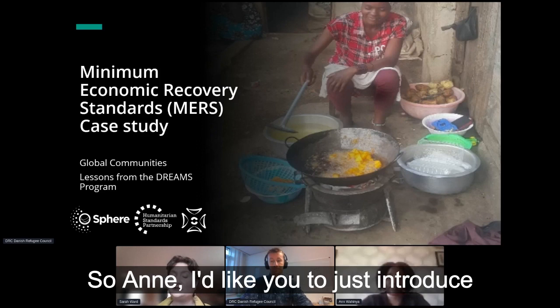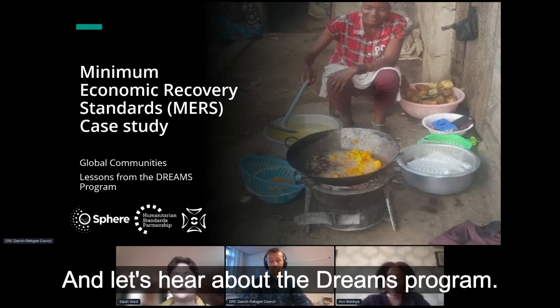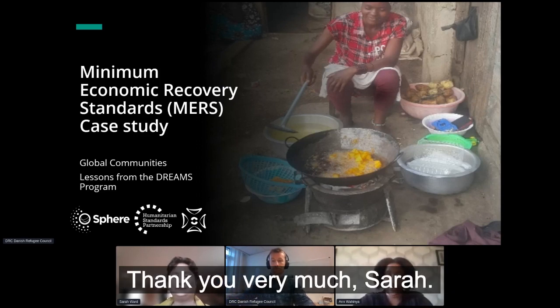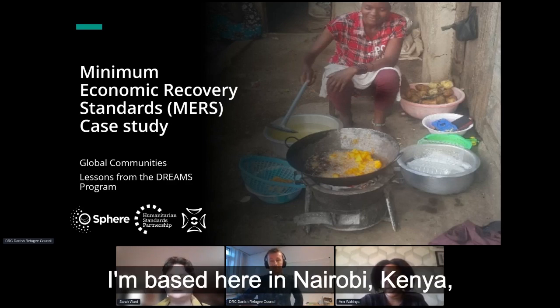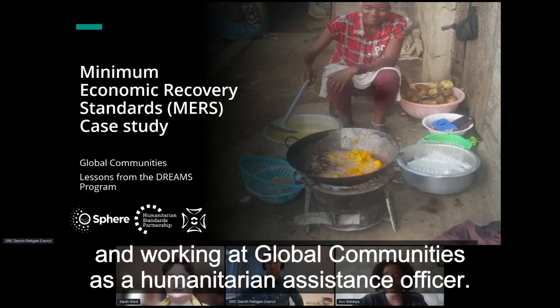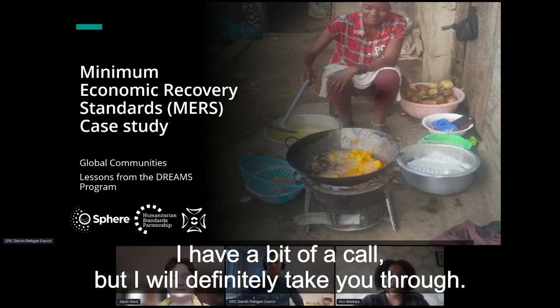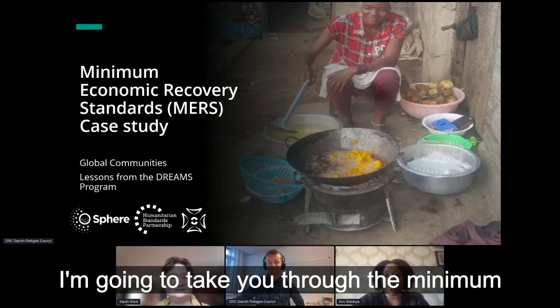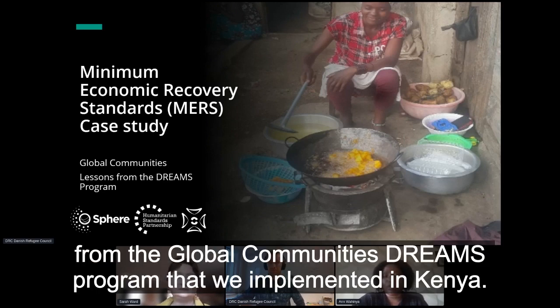So Anne, I'd like you to just introduce yourself to our group here and let everybody know who you are, and let's hear about the Dreams program. Thank you very much, Sarah. So hello, everyone. I'm Anne Wahenya. I'm based here in Nairobi, Kenya, and working at Global Communities as a humanitarian assistance officer, and previously as a Dreams program coordinator, still at Global Communities. I have a bit of a cold, but I will definitely take you through. I'm going to take you through the minimum economic recovery standards, a case study from the Global Communities Dreams program that we implemented in Kenya. Thank you.